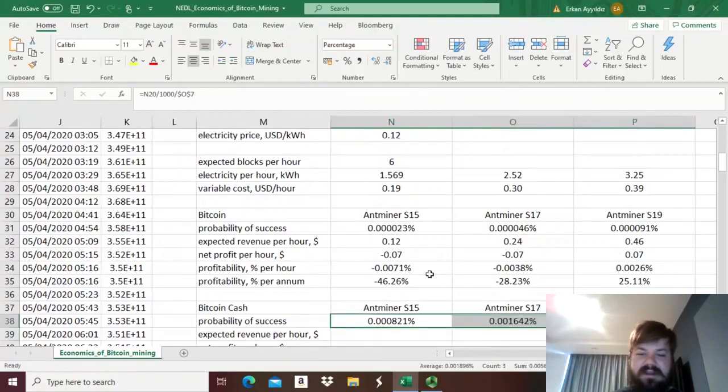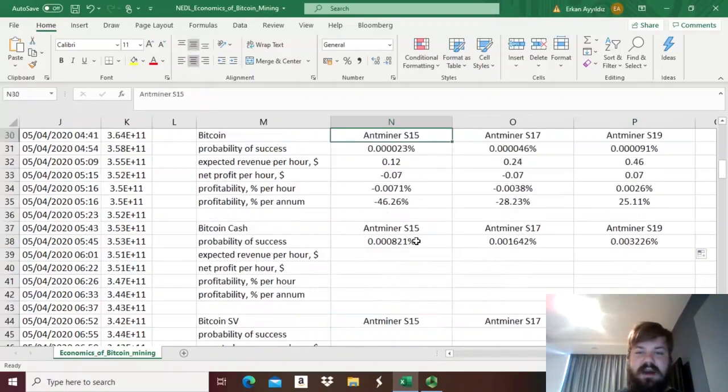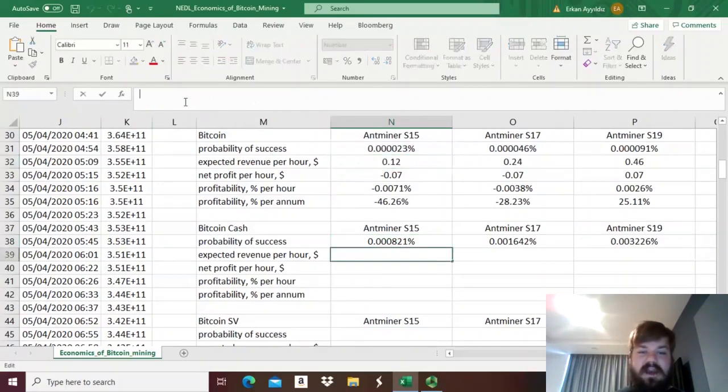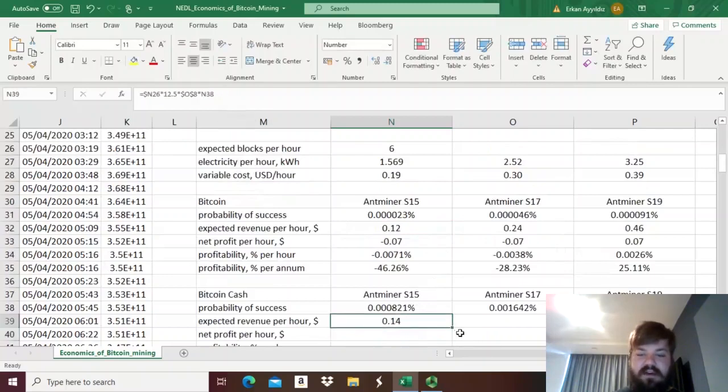Drag it around and see that the probability of success is much higher than that for Bitcoin because, well, the hash rate of Bitcoin Cash is much smaller. Then for expected revenue per hour, we still can just copy that over here, and instead of this probability of success, select this one, and instead of the coin price for Bitcoin, take the coin price for Bitcoin Cash, and then drag it around as well.